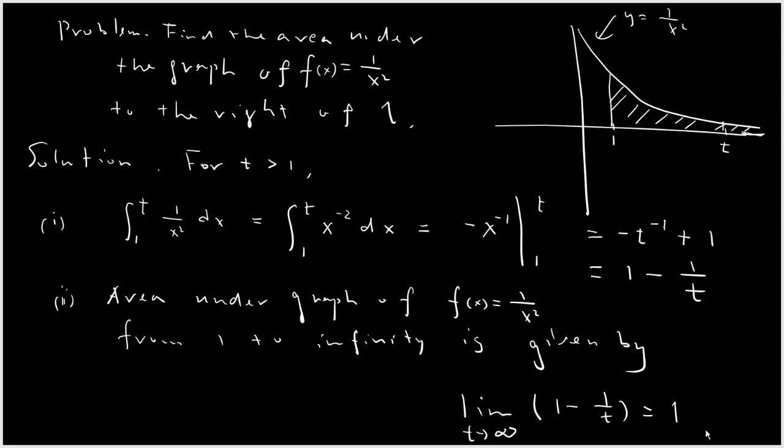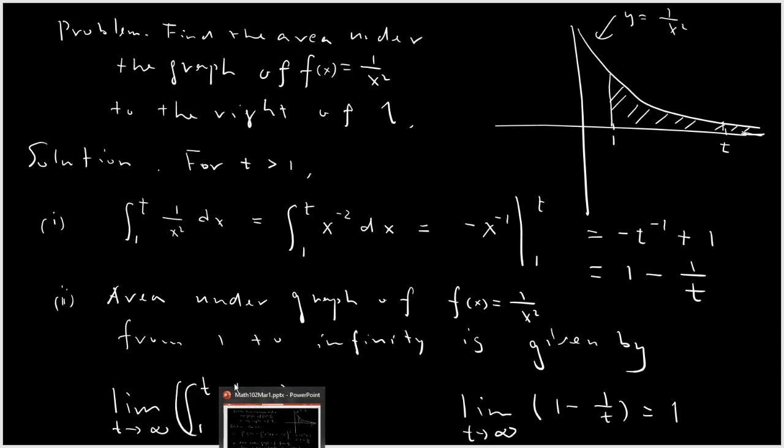So here comes the definition of the type 1 improper integral. If you look at the beginning, the integral is from 1 to t of 1 over x squared dx. Essentially, we're trying to take the limit as t approaches infinity of that integral. So that makes sense?